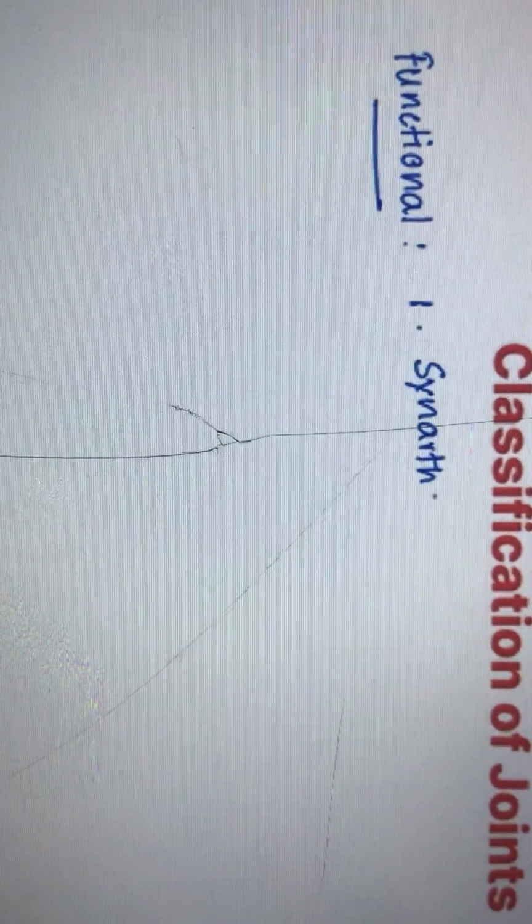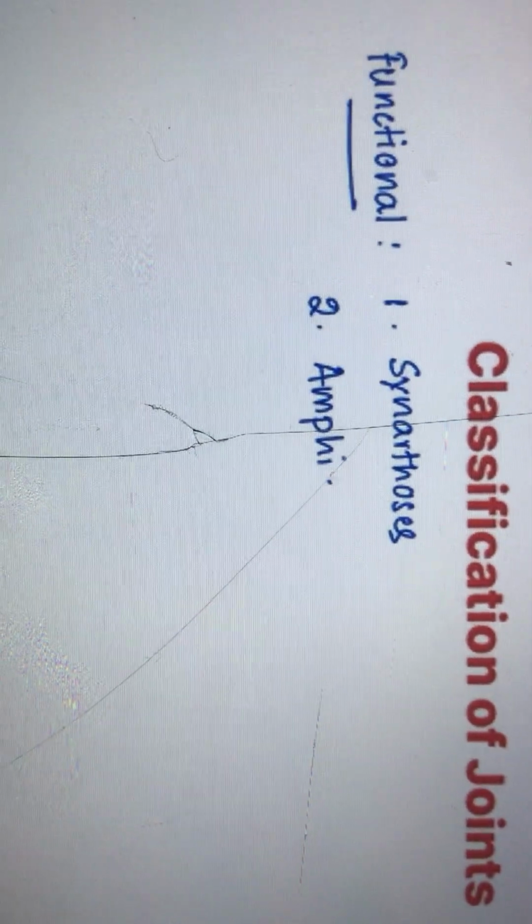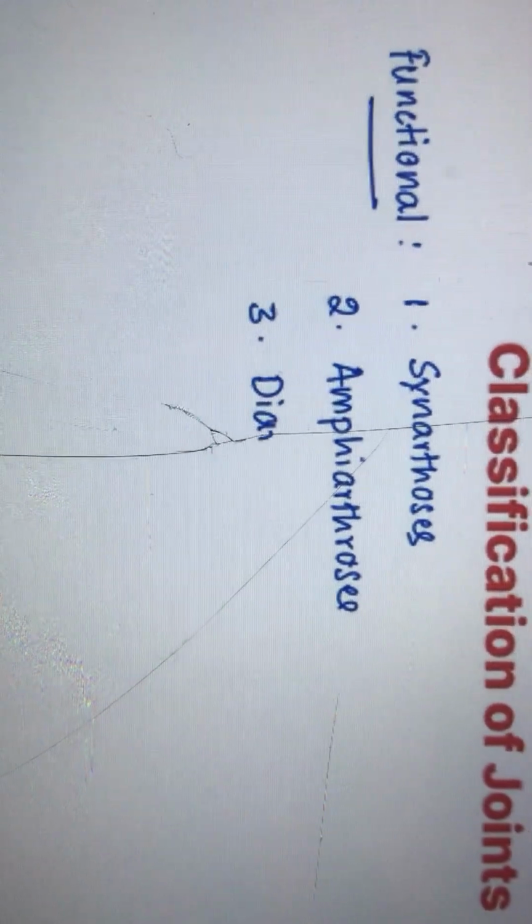First, let's try to understand the functional classification of the joints. So, how do we classify the joints functionally? Remember, functionally we have three types. These are referred to as synarthrosis. Then we have amphiarthrosis, and then finally we have diarthrosis.